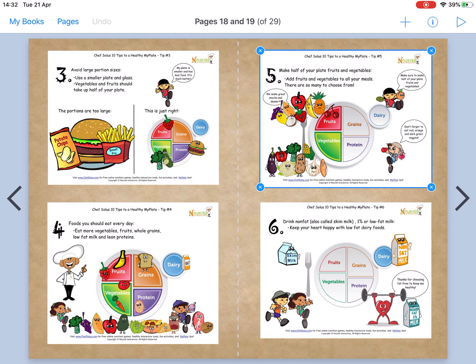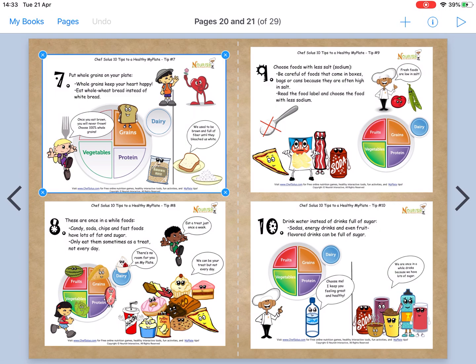Okay, very often, especially in South Africa, we have a lot of protein and a lot of starch or carbohydrates or grains. So we'll have a stew and we have rice and we have potatoes and we have meat, but very little vegetables. Then his tip number 6 says drink non-fat or skim milk, okay, or 1% or low-fat milk. Try and keep your heart happy with low-fat dairy foods. Dairy's got quite a lot of fat in it, so we should try and choose the low-fat options if we can. This also applies to yogurt.